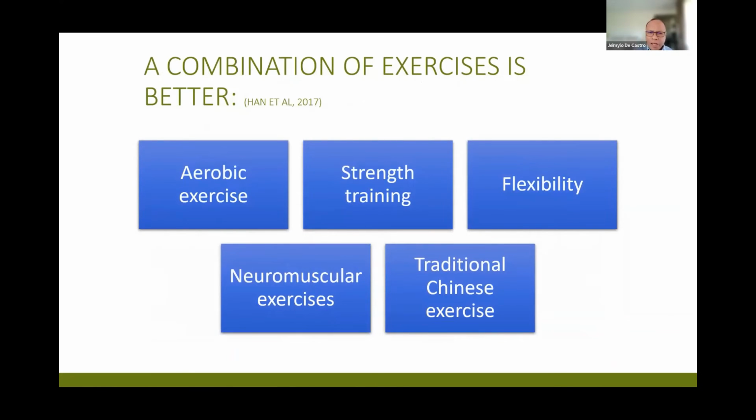You can do aerobic, at the same time strength training, at the same time you improve the flexibility. That's why you do range of motion exercises, and neuromuscular exercises for balance, together with traditional Chinese exercise, which is also for balance and coordination.